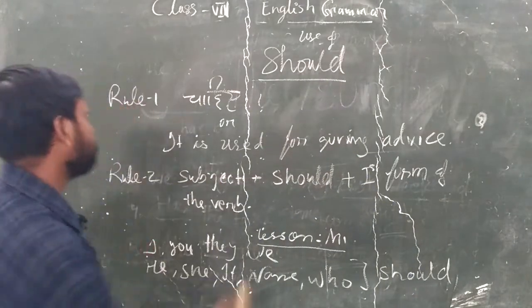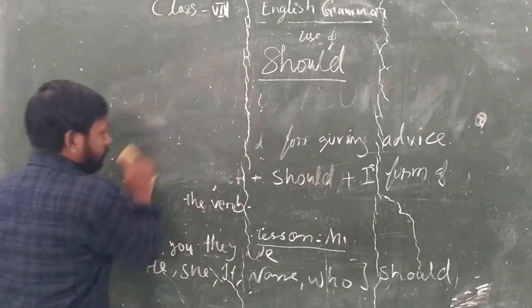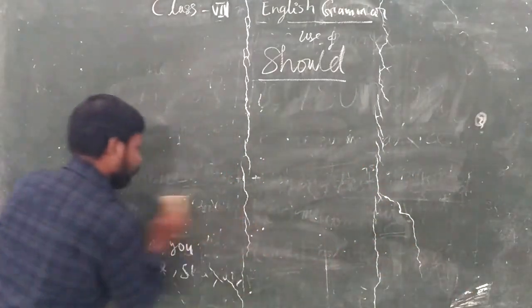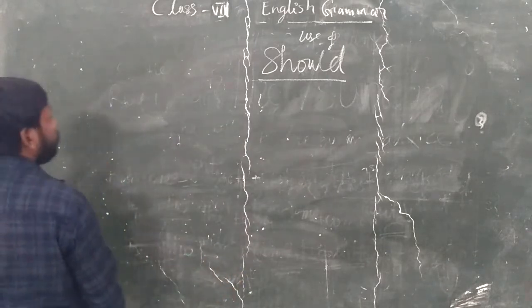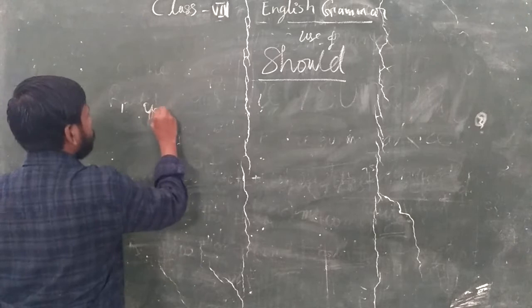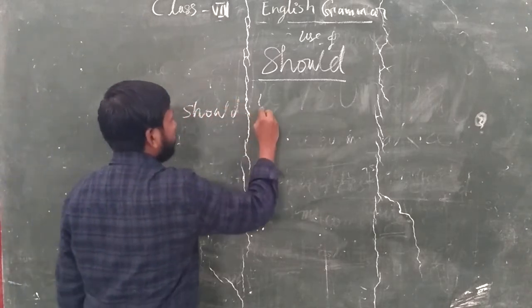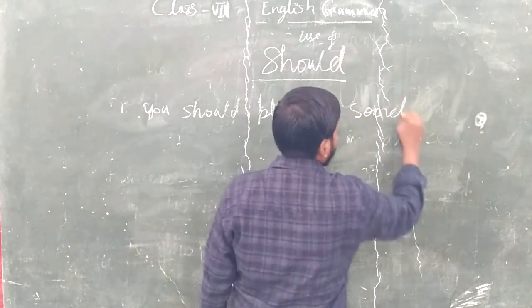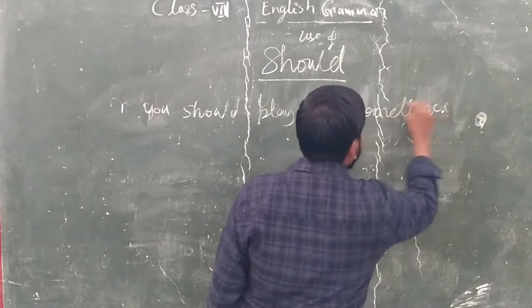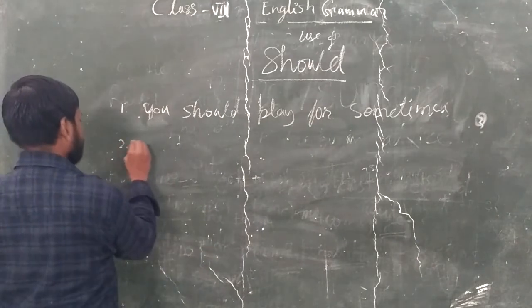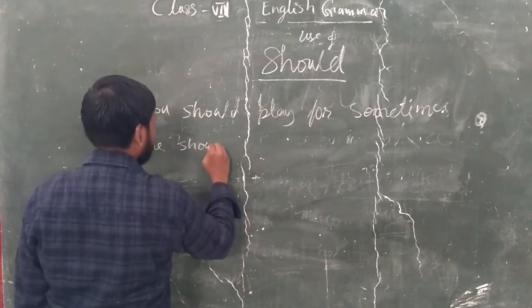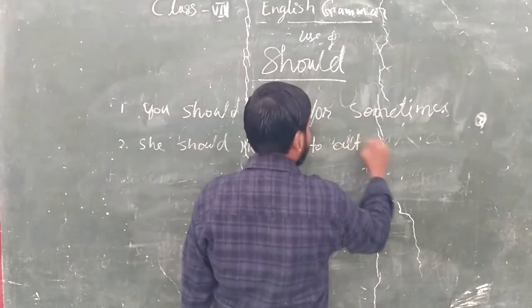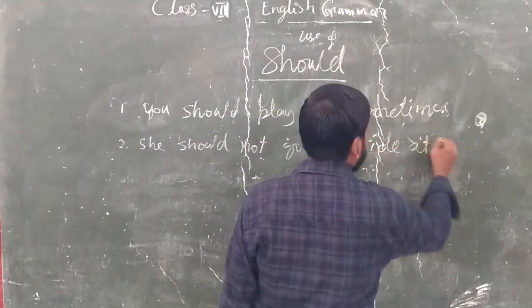Let's see some examples. Okay. Suppose I have an example like, you should play for some time. First example: you should play for some time. Okay, my dear. Next. She should not go outside at the time.